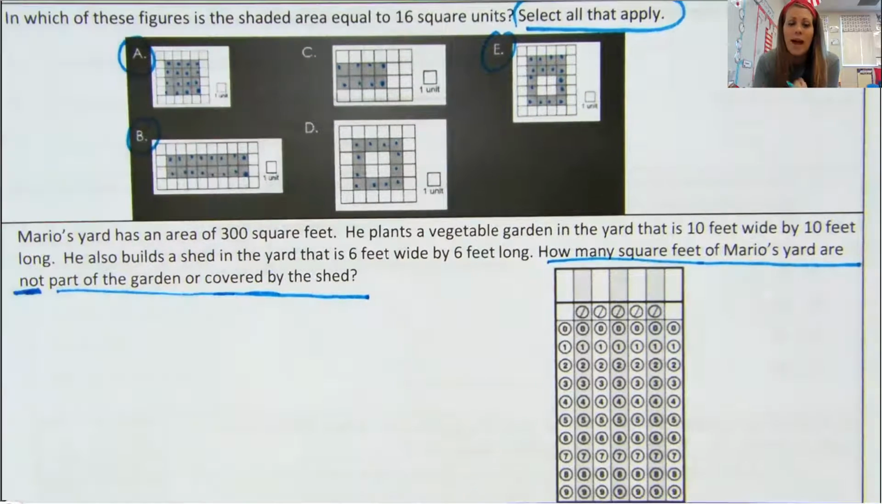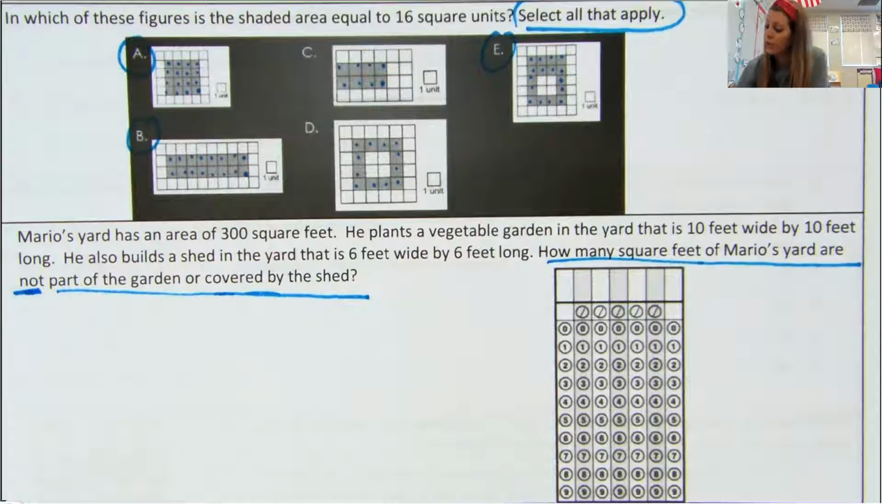Pause the video now. Go ahead and solve it. Okay, you should have had time to solve it. If you didn't, you should not have pushed play.